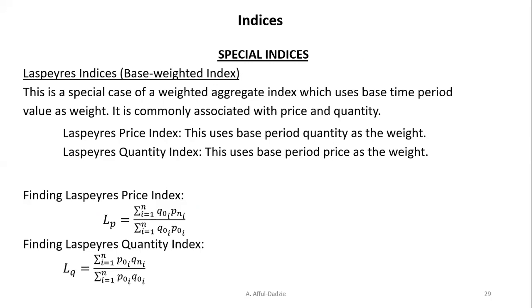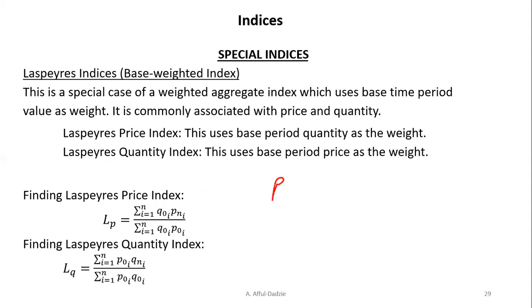Then we also have two special indices, which we call the Paasche index and then the Laspeyres index. We have both the Laspeyres quantity index and the Laspeyres price index, and we also have the Paasche quantity index and the Paasche price index. So let's see how it works. In this one, when you take the Laspeyres price index, then the quantity at the base period is used as the weight.